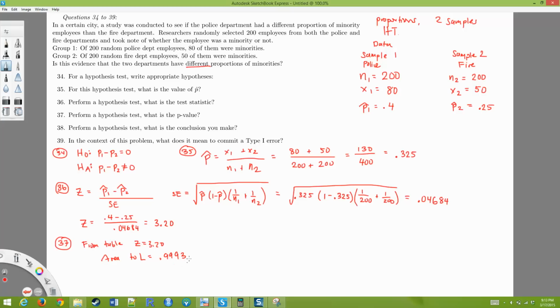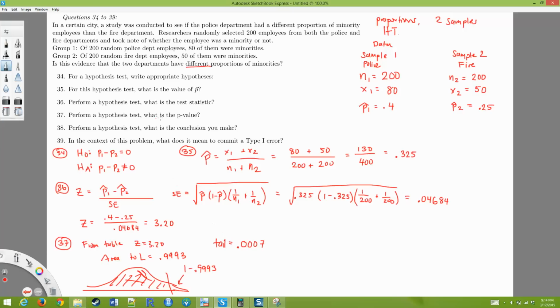No. How do I know it's not my tail area? Because it's greater than 1/2. If I were to draw a picture, we know that 3.2 is over here, and I'm always shading the area to the left. What I want is the area to the right. So now I have to do 1 minus 0.9993, and I get 0.0007.